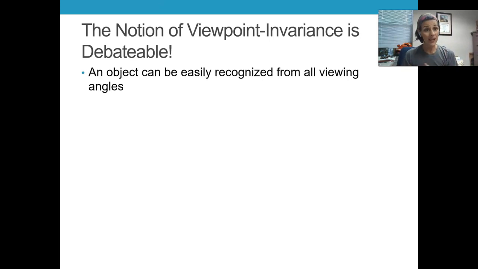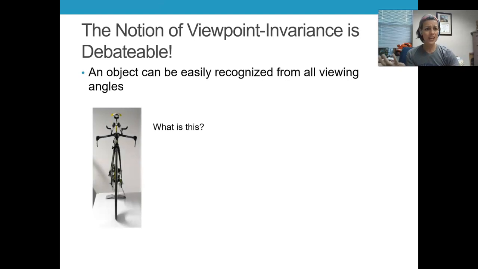Now, I want to get back to this notion of viewpoint invariance because this came up in Marr's model and it comes up in Biederman's model. And viewpoint invariance is the notion that an object can be easily recognized from all viewing angles. So viewing angle does not matter. But for those who believe that this is the case, I want to show you this. Can you tell me what that is?